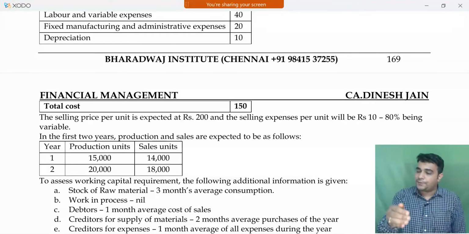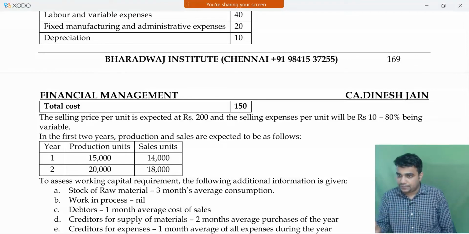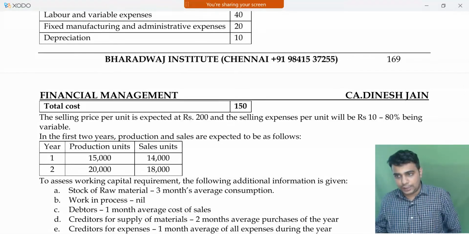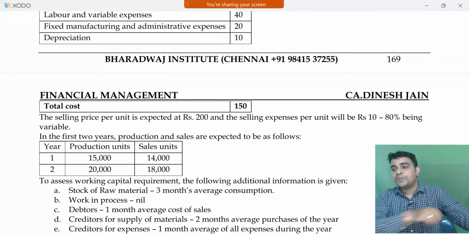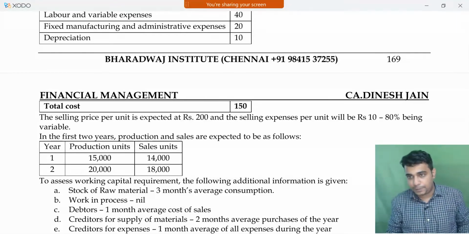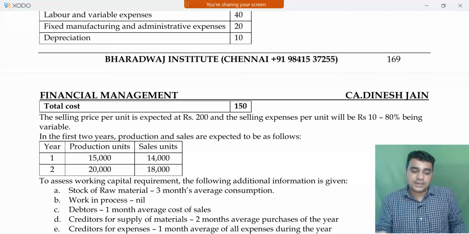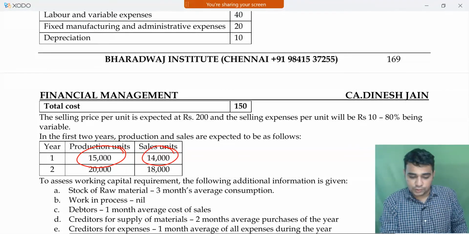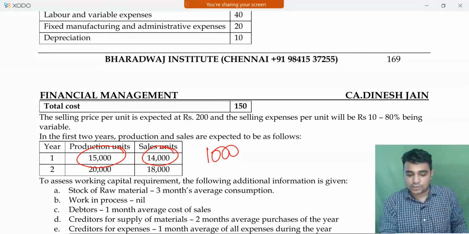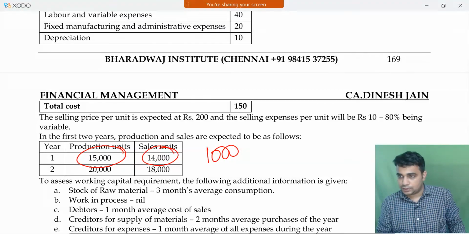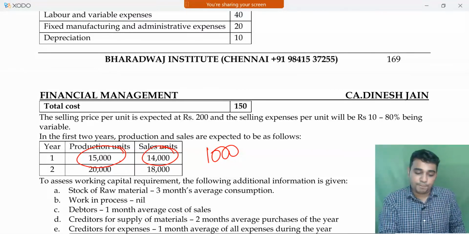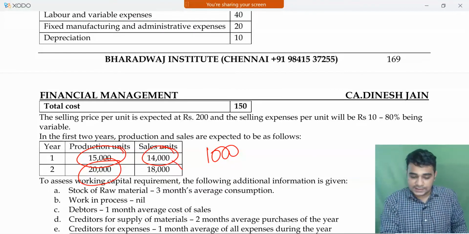You'll have to take numbers from there and keep doing multiplication, division, some into 2 by 12, into 4 by 52, some percentages, and you'll get to the answer. So let's focus on preparing the cost sheet. In the first year, 15,000 is the production, 14,000 is the sales, closing stock is 1,000. Next year, opening stock is 1,000, production is 20,000, sales is 18,000.